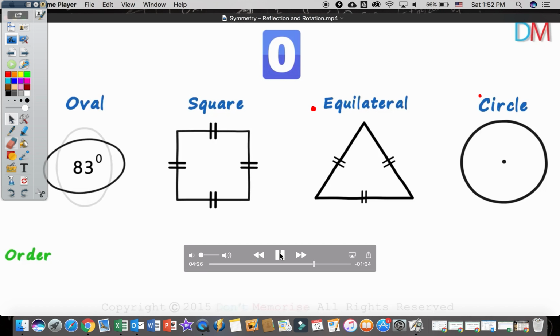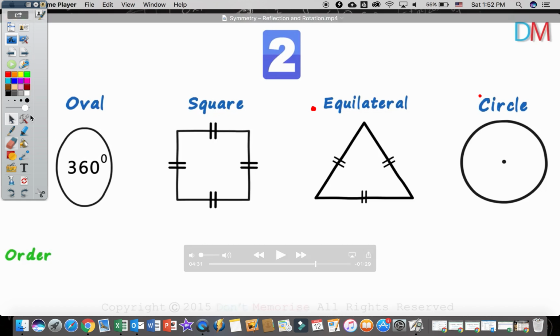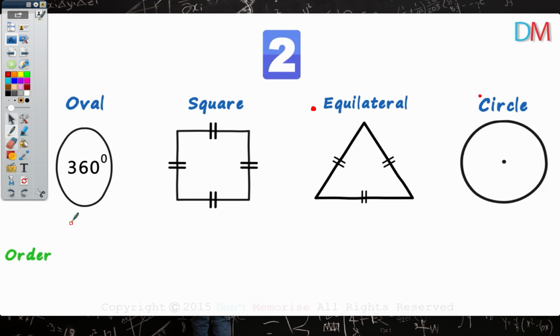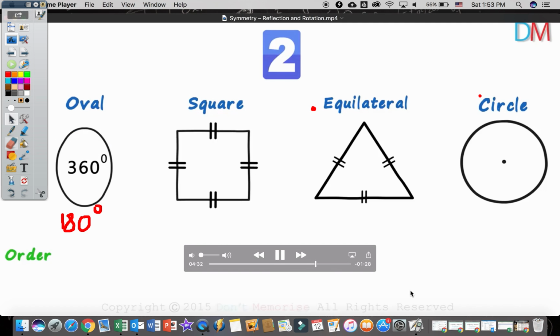Okay. So 1 in 180 degrees. So first time it appears the same in 180 degrees. So the order of the rotation will be 2, and the degree of the rotation will be 180 degrees. Okay, so let's go for the second shape, square.